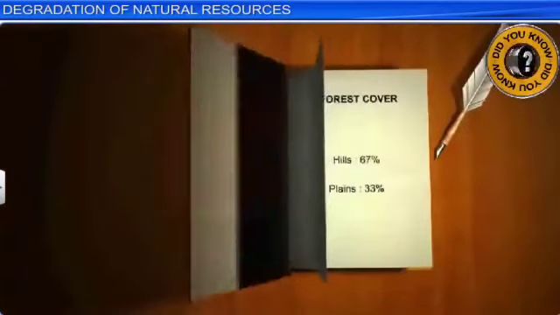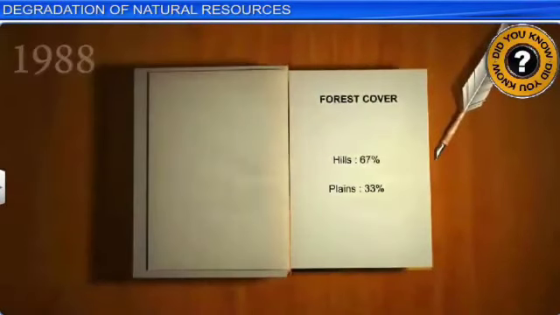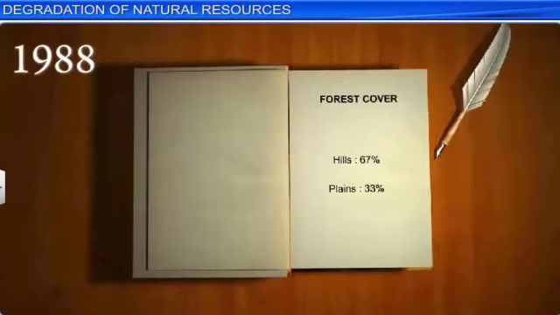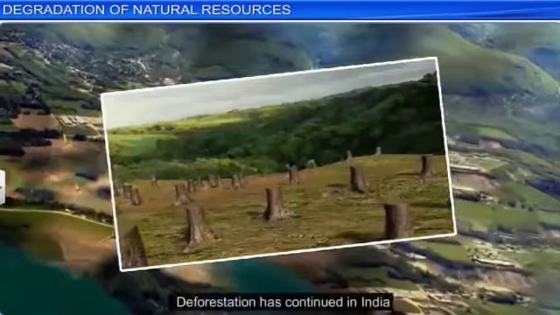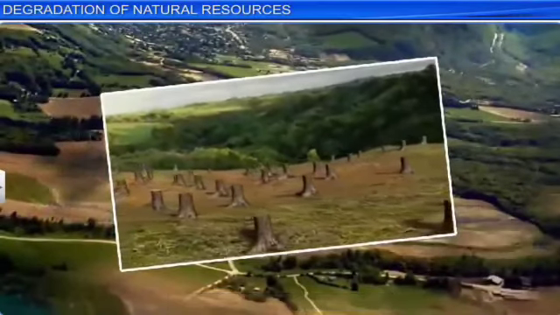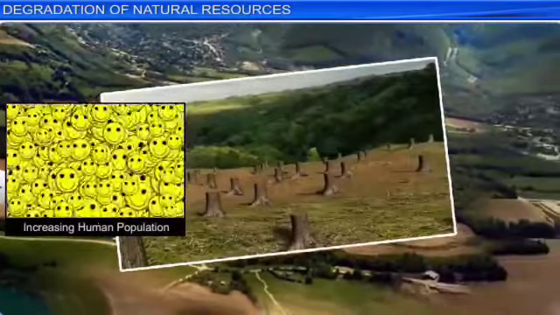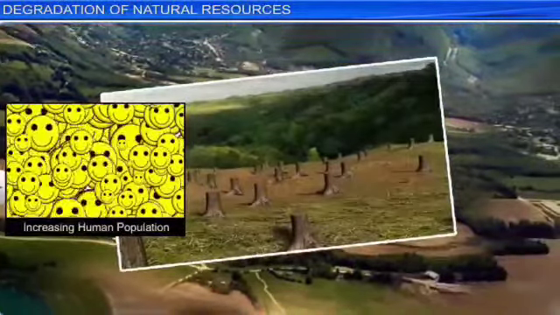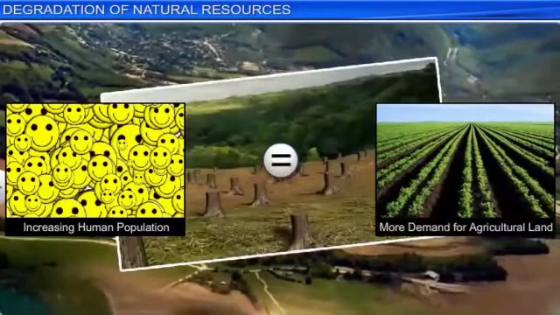Did you know that the National Forest Policy of India, 1988, recommends that hills and plains have forest cover of 67 and 33% respectively? Despite this policy, deforestation has continued in India. One of the major reasons is that exponential growth in human population has increased the demand for agricultural land.